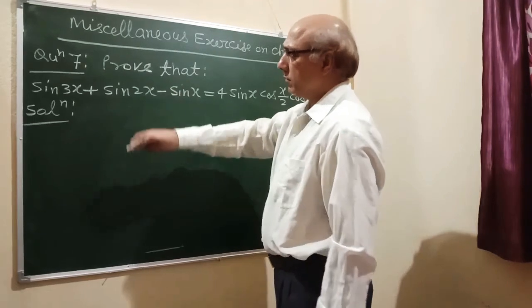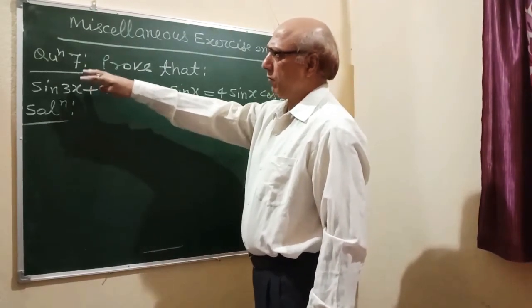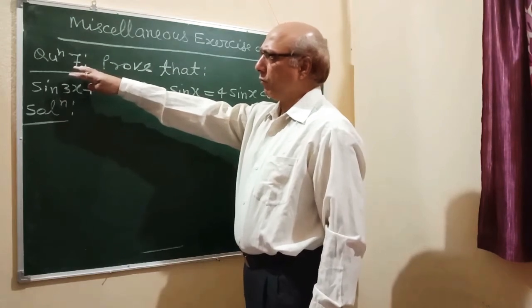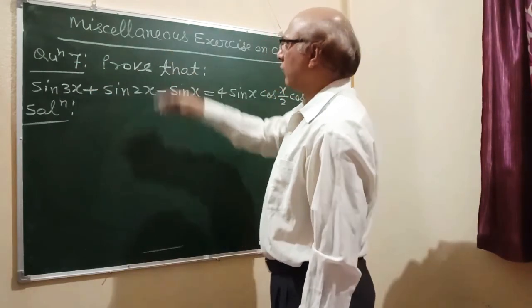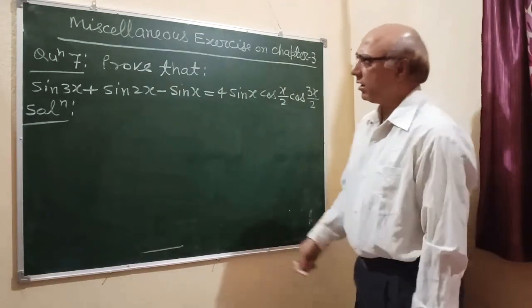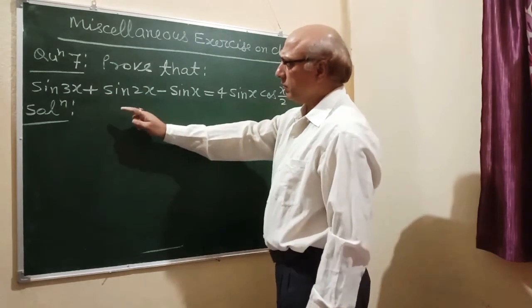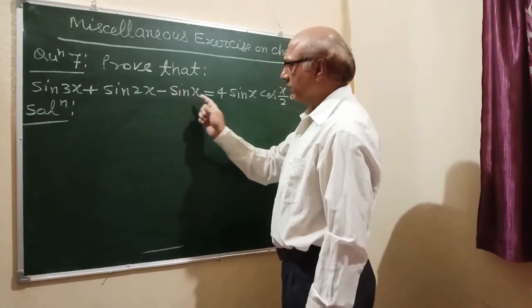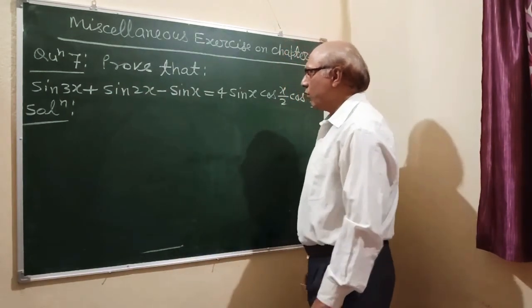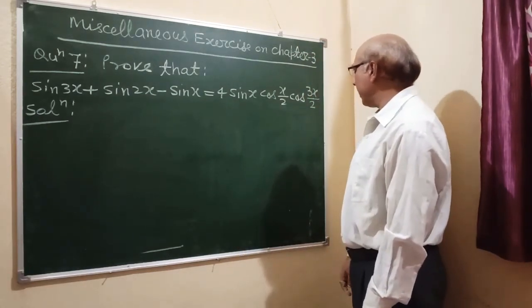Dear students, I am going to solve question number 7 related to miscellaneous exercise on chapter 3. The question is, prove that sin 3x plus sin 2x minus sin x equal to 4 sin x cos x by 2 cos 3x by 2.